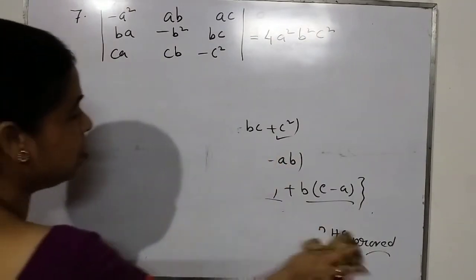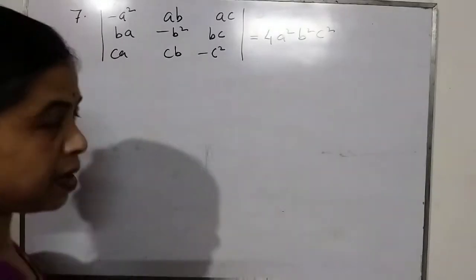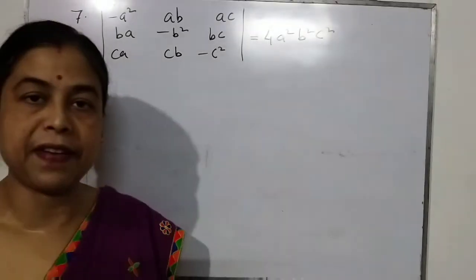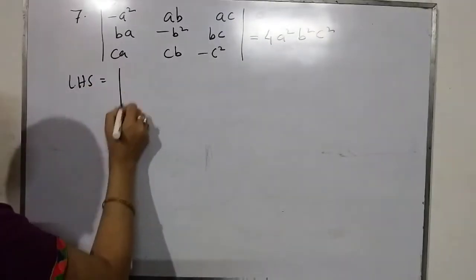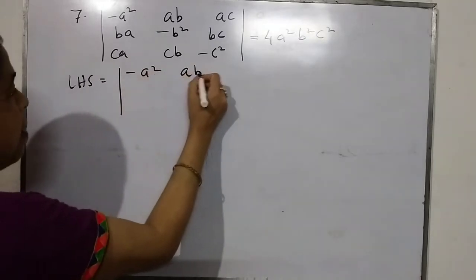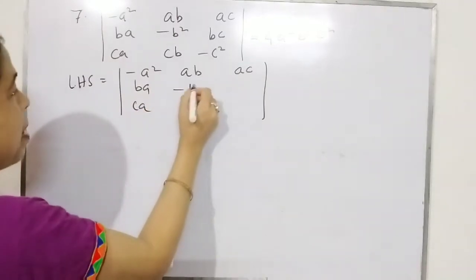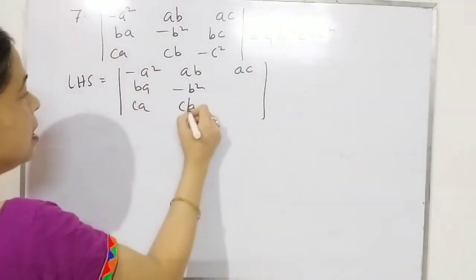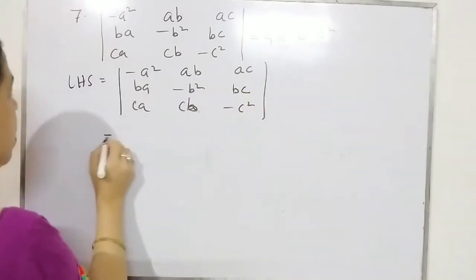If you don't directly know which property we are going to apply, then check one by one. After doing a few questions, you will understand directly which property to apply. So I am writing your left hand side, which is minus a square, ab, ac; ba, minus b square, bc; ca, cb, carefully write down, minus c square.